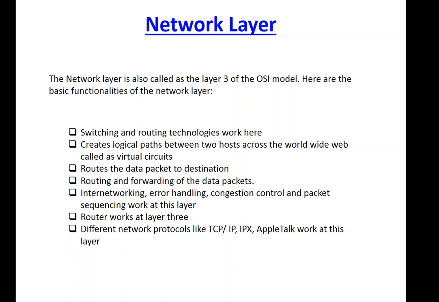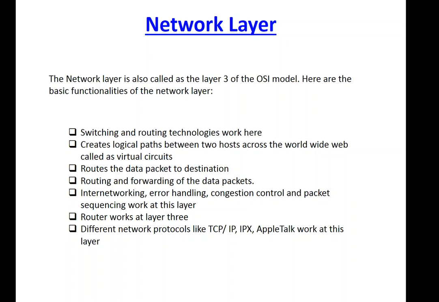Network layer. The network layer is also called layer 3 of the OSI model. Here are the functions. There are switches which function on L3. They are called L3 switches, and routers are also L3 devices. They work on IP addresses. They maintain an IP table. Switching and routing technology work here. The network layer itself says that a network between two different devices is possible with this layer.